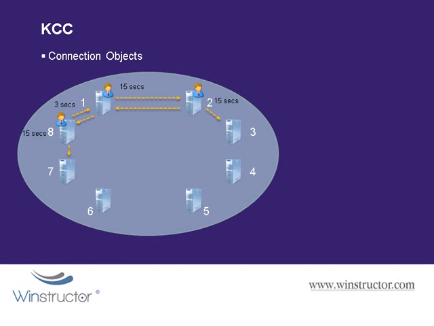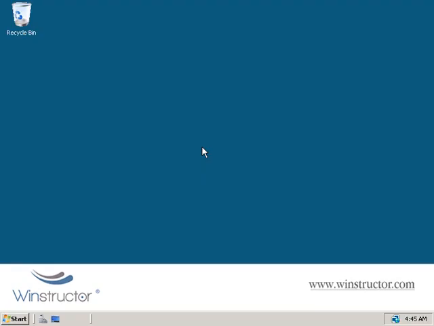So all of this that we looked at is for intra-site replication, where all of the domain controllers are in the same site. For inter-site replication, where we want to replicate a change from this site to another site, that's the responsibility of the Intersite Topology Generator service, and we're going to talk more about that in a moment.